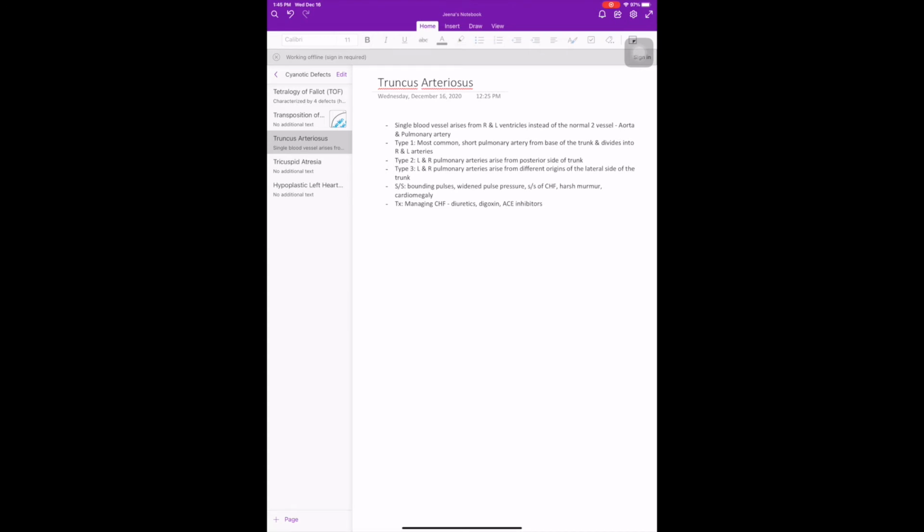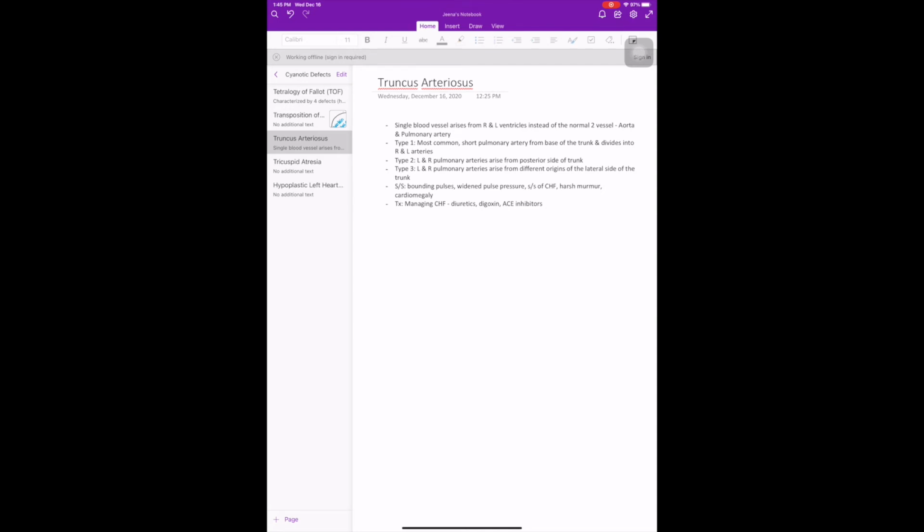Okay, moving along, we're going to go over the Truncus Arteriosus. So this is where a single blood vessel arises from the right and left ventricle instead of the normal aorta and pulmonary artery. So typically you have the aorta coming from the left ventricle and the pulmonary artery that comes from the right ventricle. The pulmonary artery then goes to the lungs where it oxygenates the blood, and then it returns through the left atrium to the left ventricle where it's pumped through the aorta to the rest of the body.